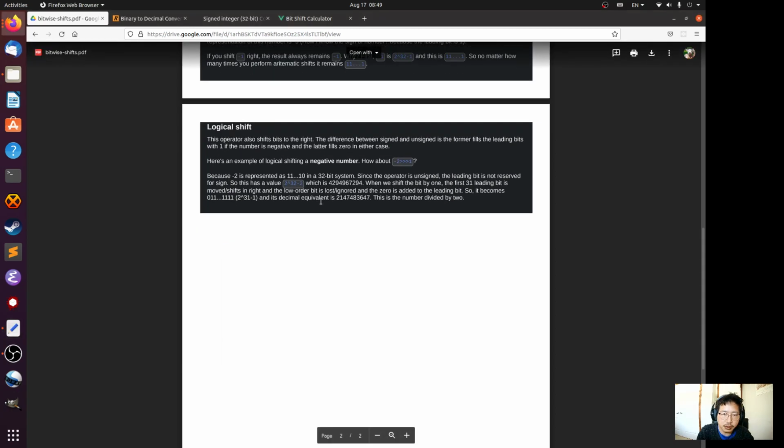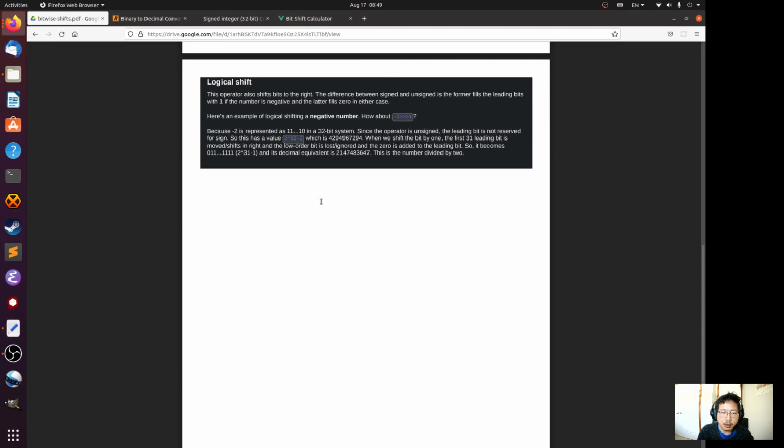Okay, yeah, this one is a little bit tricky. Logical shift. I thought it would be interesting to logical shift a negative number. Here it doesn't recognize 2's complement. It just treats the binary as it is.